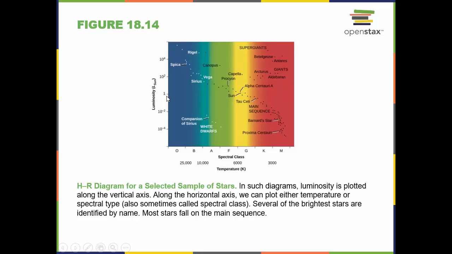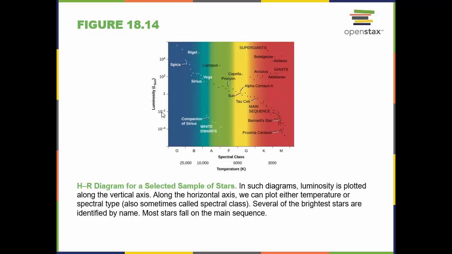And the luminosity is shown in relationship to our sun. So this is the same luminosity as our sun. Alpha Centauri is awfully close to the same luminosity as our sun. This is 100 times the luminosity, and 10,000 times the luminosity. And this is 1/100th the luminosity of our sun.